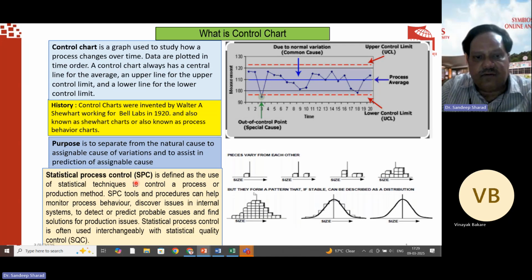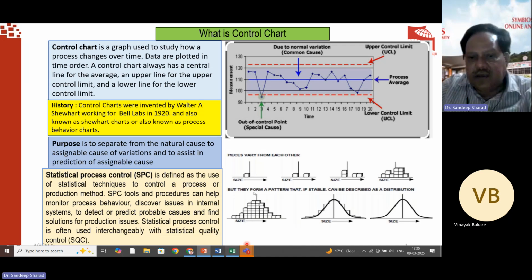Statistical process control is defined as the use of statistical techniques to control a process or production method. SPC tools and procedures can help monitor process behavior, discover issues in the internal system, detect or predict probable causes, and find solutions for production issues. Statistical process control is often used interchangeably with statistical quality control.